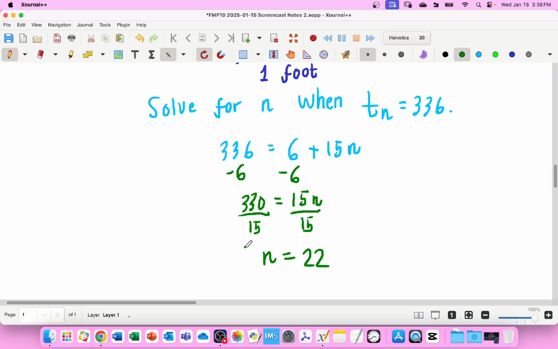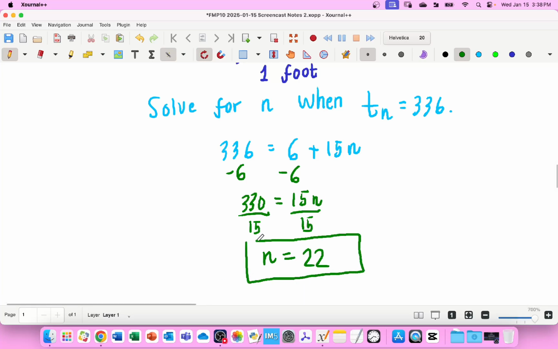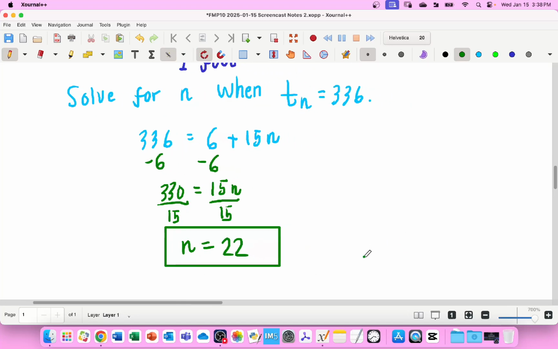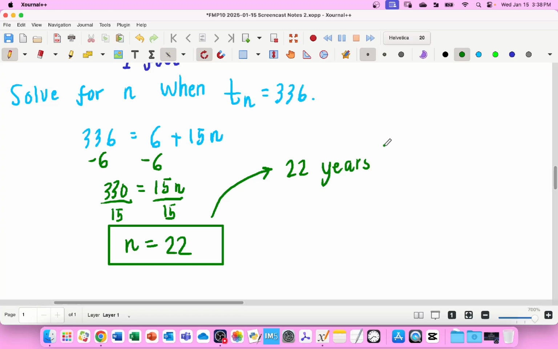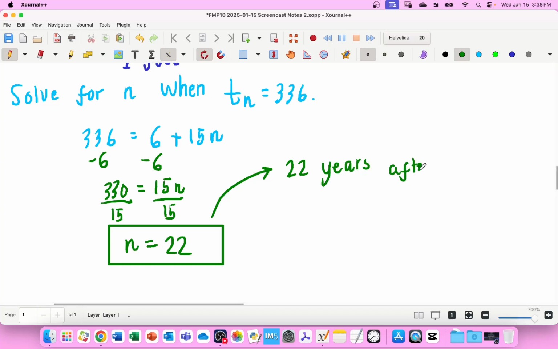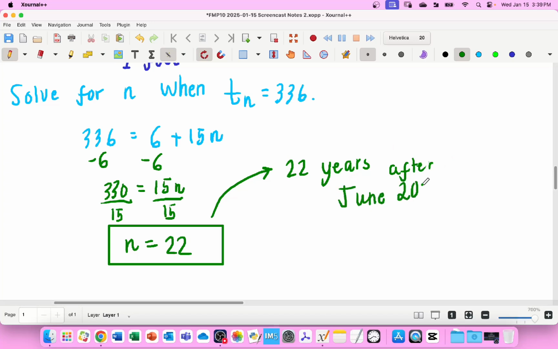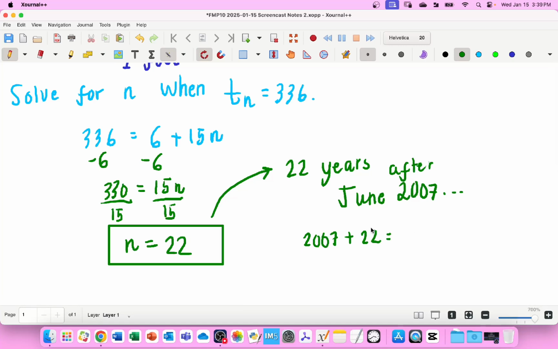So 22 years after June 2007, that should be 2007 plus 22, which is 2029.